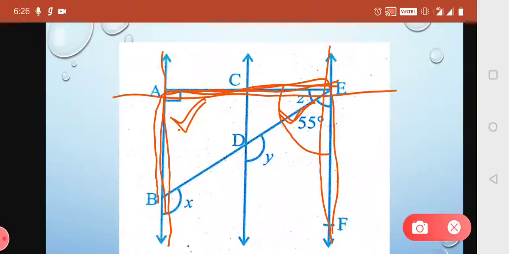Now, looking at the figure, we can see that angle EAB is 90 degrees, because it is already given that EA is perpendicular to AB. Now, angle FEA is divided into two parts, that is angle Z and 55 degrees. So we will write 90 degrees plus Z plus 55 degrees equal to 180 degrees.